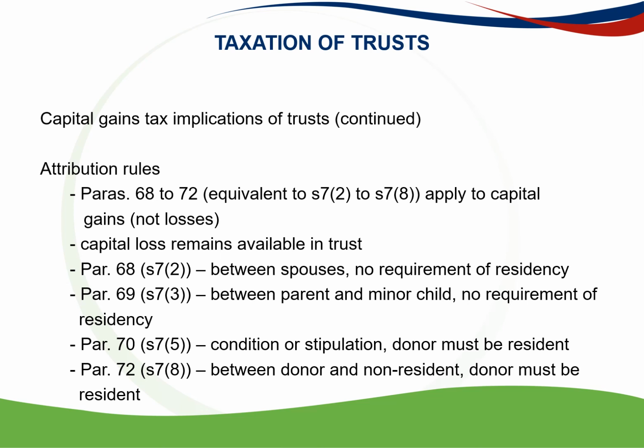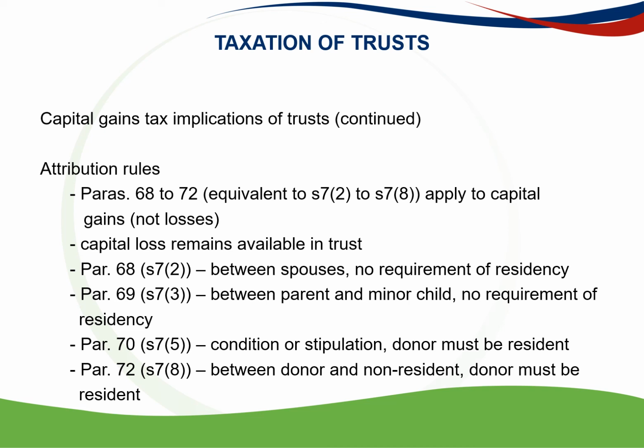So paragraph 68 deals with spouses again. There's no requirement that the spouse must be a resident. So if there's a capital gain distributed to a spouse and the other spouse is a donor, it will be taxed in the donor spouse's hands. Paragraph 69 is between parents and minor children. And there's no requirement for residency as well. So if a minor child gets distributed a capital gain by a donor parent, that parent will be taxed on that capital gain.